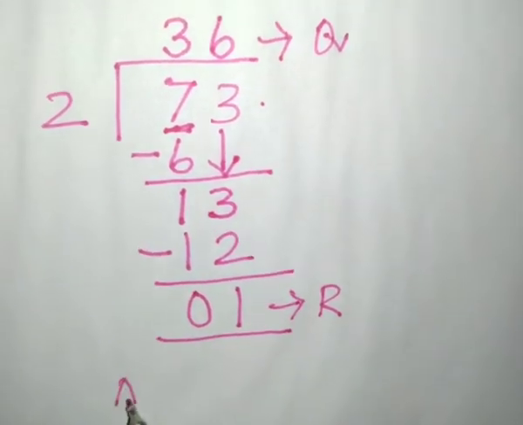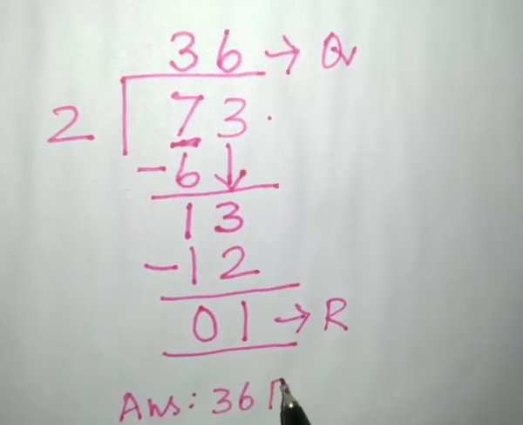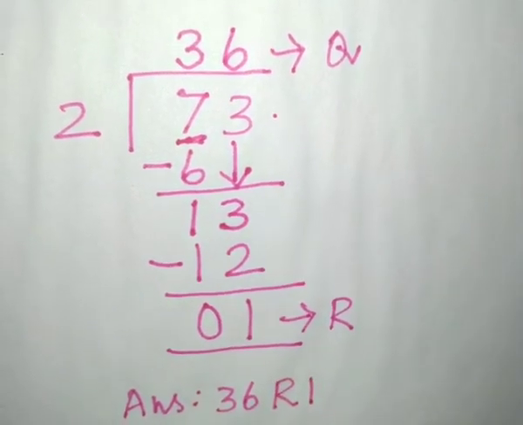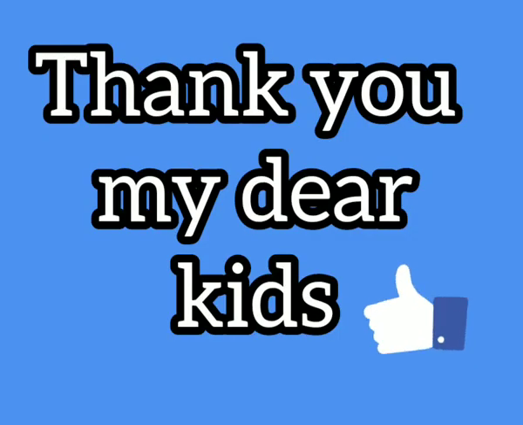So you have to write the answer as 36 remainder 1. This is the way you have to write the answer. I hope you all have understood the concept of division. Do all the homework problems neatly and clearly.